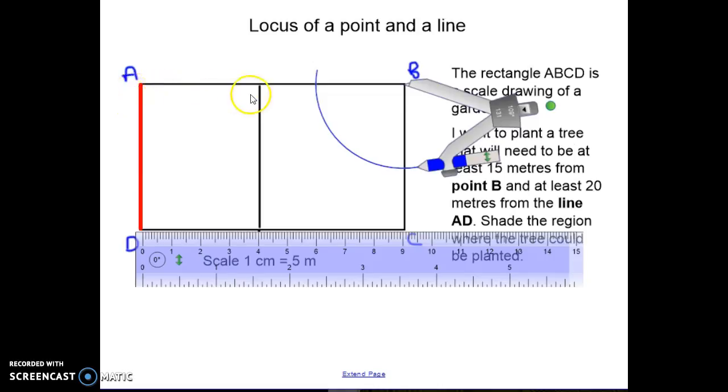The tree can't be in this space, and it can't be within this space. So what that leaves me is that the tree can be planted anywhere in this region. So this is what I shade. So that's my answer. The tree can be planted anywhere within this region.